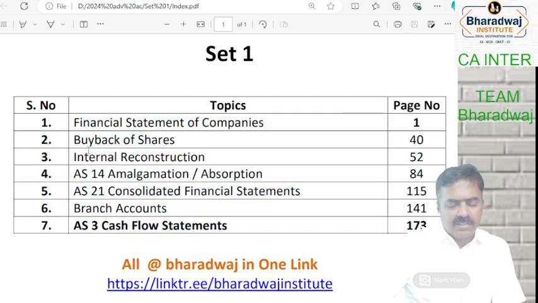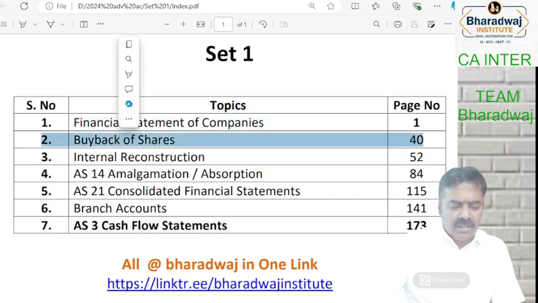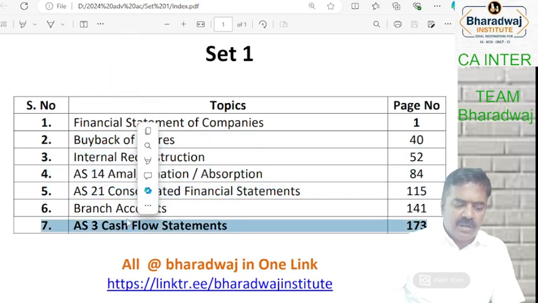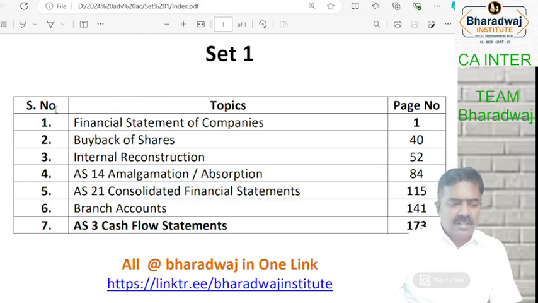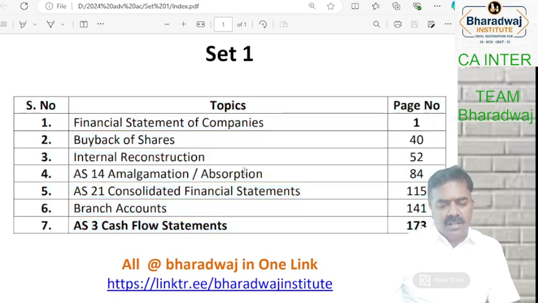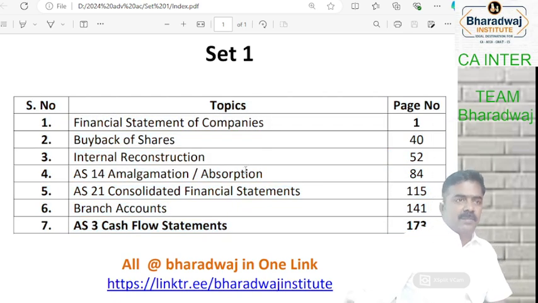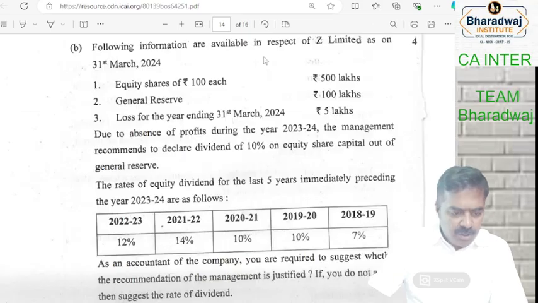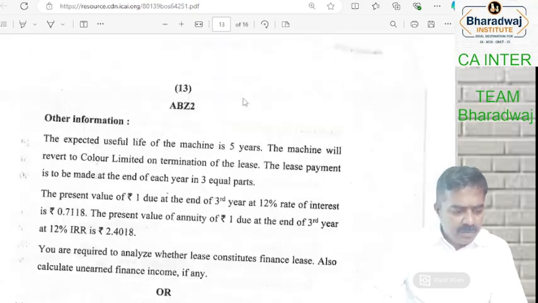For how many marks? If they ask you financial statement, it will be for 10 marks. This is for 5 marks. This is for 10 marks. This is for 14 marks. Otherwise, your set 1 will be tested for about 60 to 70 marks in the exam. We can check also based on the last attempt question.